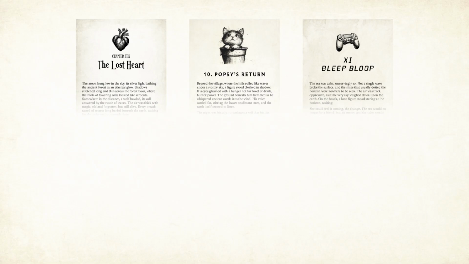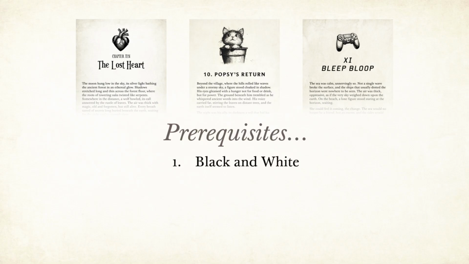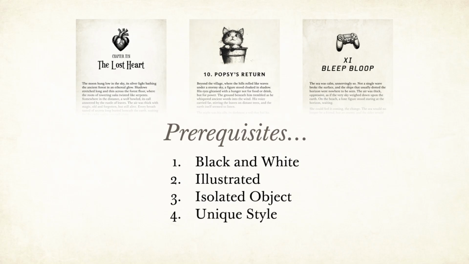When I think about doing graphics like this, 5 prerequisites spring to mind. 1. They need to be black and white. 2. They need to have an illustrated style. 3. They're generally an isolated object rather than a full scene. 4. I want my own unique style. 5. I want them all to be consistent and look the same. So let's talk about how we would achieve that.